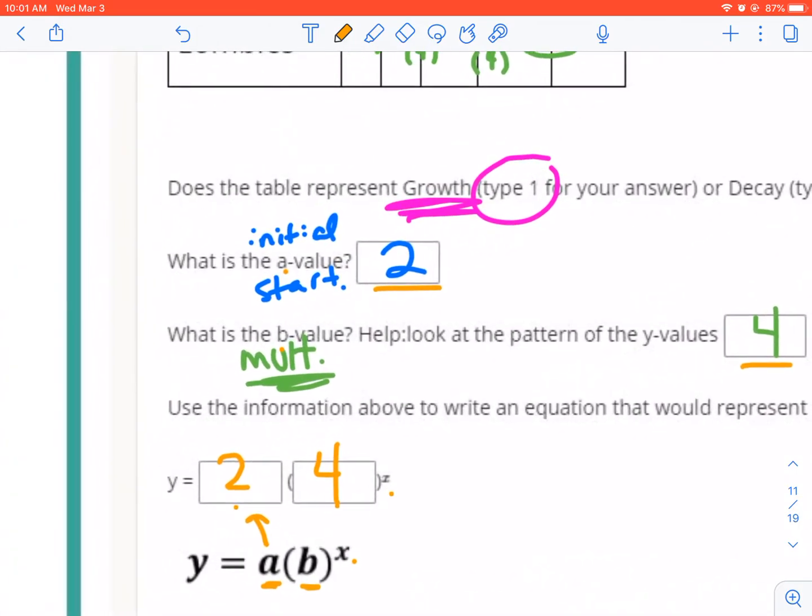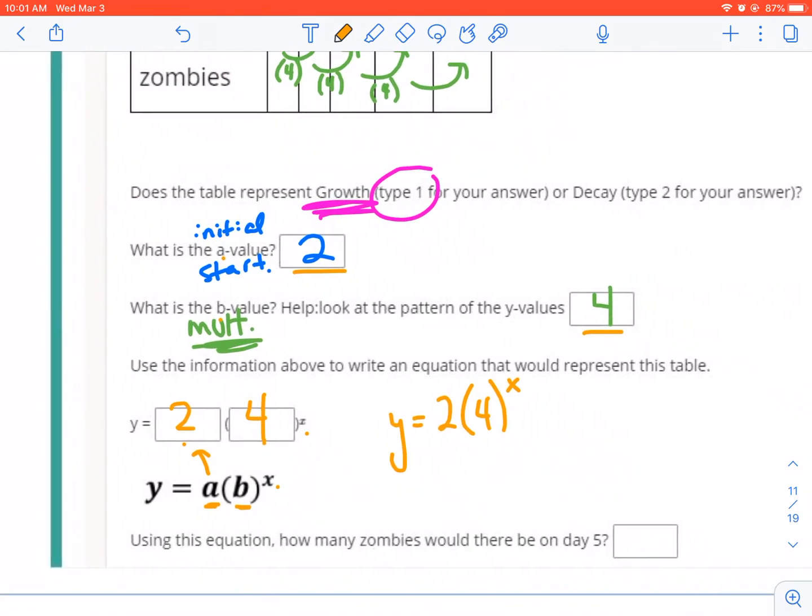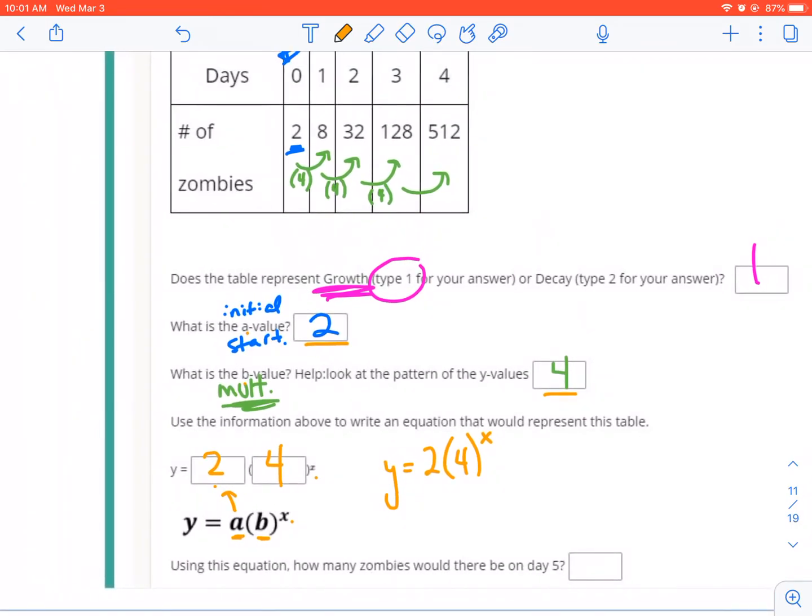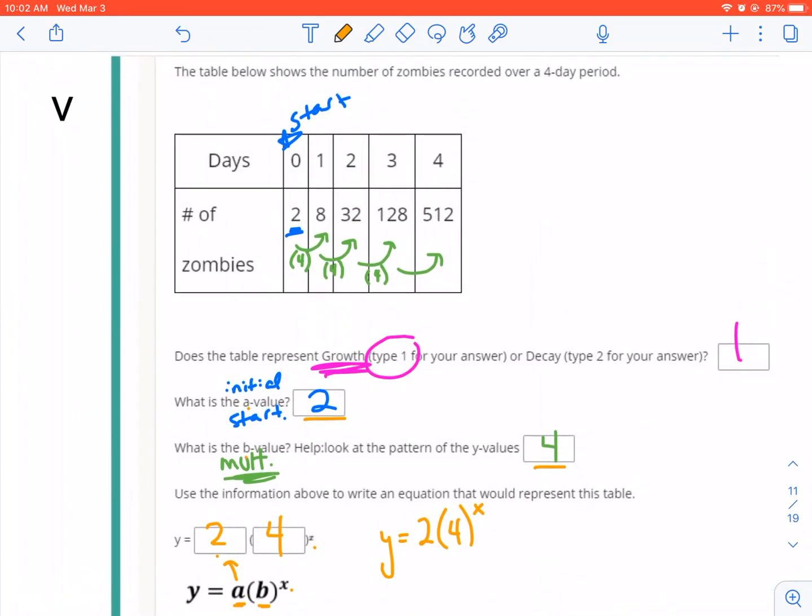And since I wrote those kind of big, that looks like x is not in the right line. So I'm going to rewrite that because that just bothers me. 2 times 4 to the x power is what it'll look like. And when we get onto Desmos, we're going to double check the table, and we're going to answer the following question. Use this equation. How many zombies would there be on day 5? So notice that your days are going to be your x column, and your number of zombies are your y column. So we need to figure out what number goes in that y column.